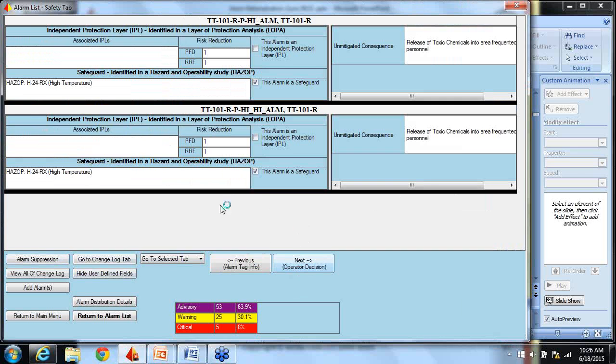One of the things that we also pulled from the PHA was the consequence that's defined there. And we'll call that the unmitigated consequence. So we have that information available.